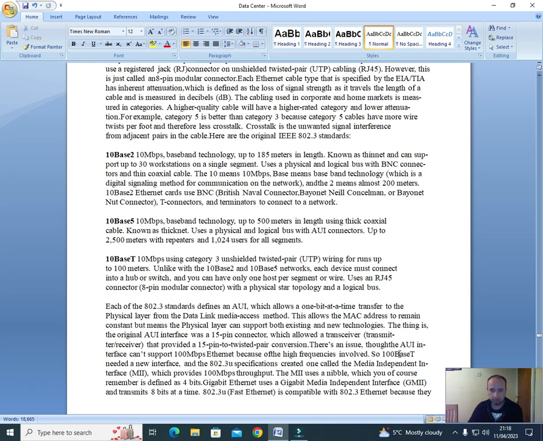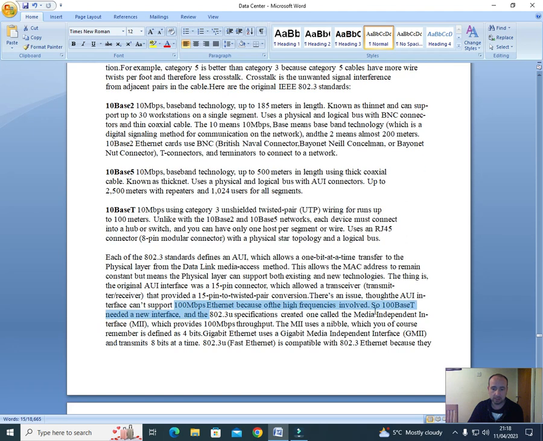There's an issue, although: the AUI interface can't support 100 Mbps Ethernet because of the high frequencies involved, so 100BaseT needed a new interface, and the 802.3u specifications created one called Media Independent Interface, MII, which provides 100 Mbps throughput. The MII uses a nibble, which you of course remember is defined as 4 bits. Gigabit Ethernet uses a Gigabit Media Independent Interface, GMII, and transmits 8 bits at a time.